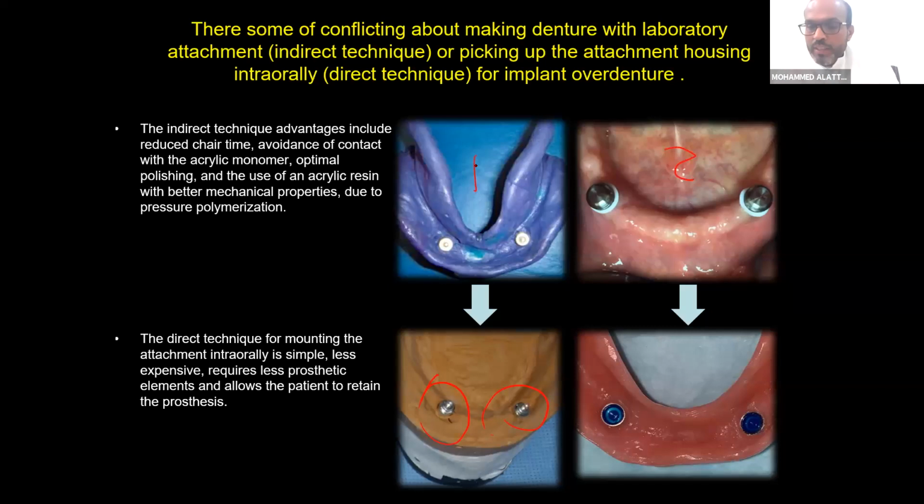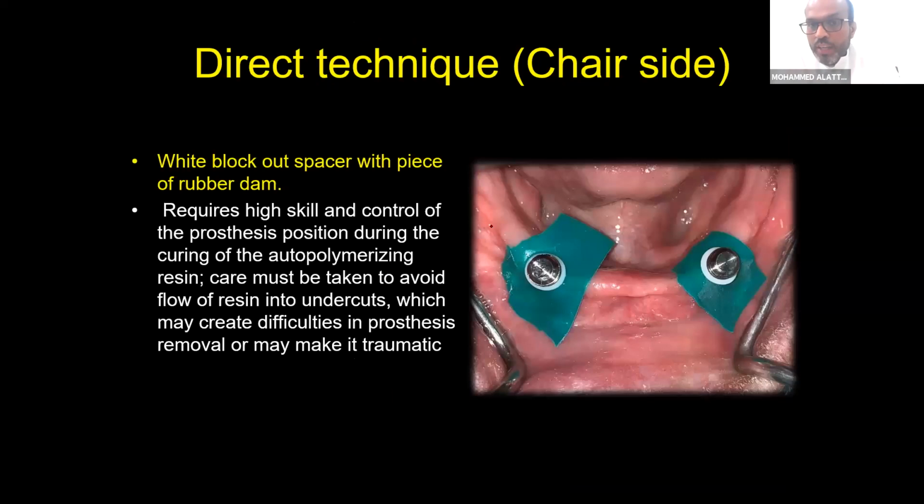And also, to protect the acrylic for the direct technique from going into the undercuts, sometimes we not only use the white block, but also a piece of rubber dam to prevent the acrylic from getting entrapped inside. Because if it's entrapped inside, and you come to remove your prosthesis after the pickup, there is no way to remove it, and you will end up cutting your denture or mandibular denture.